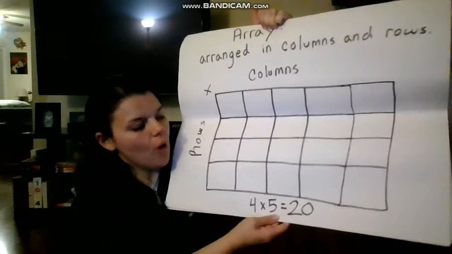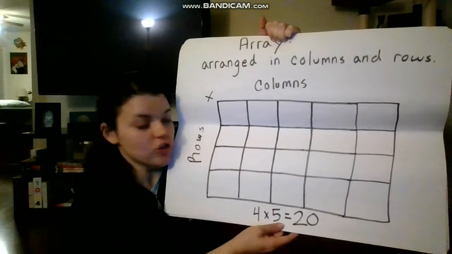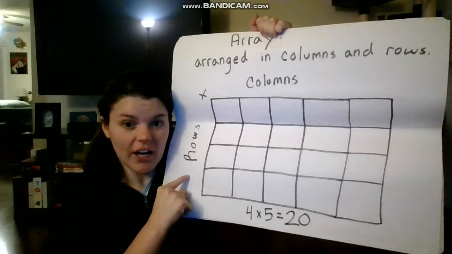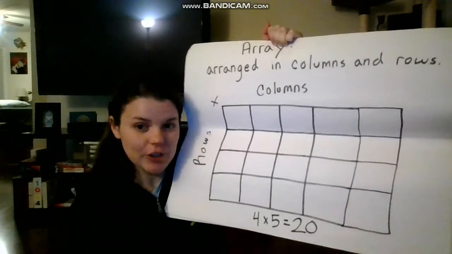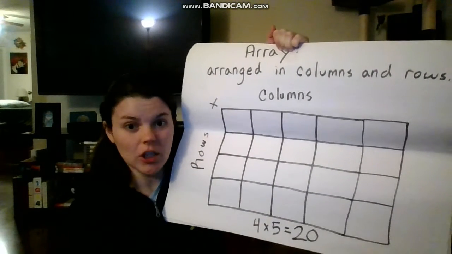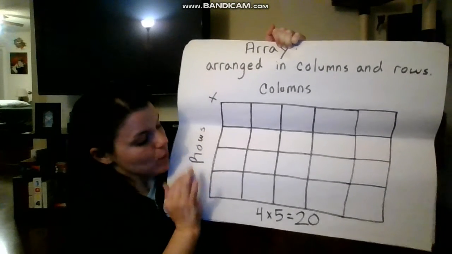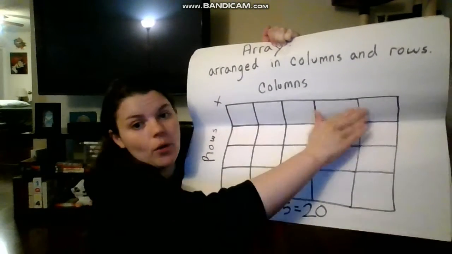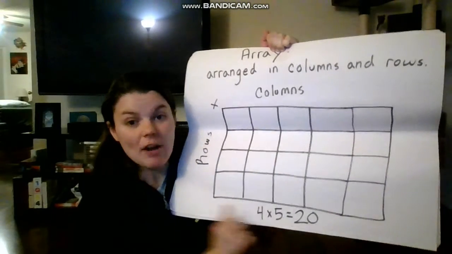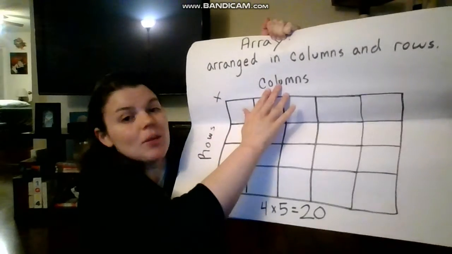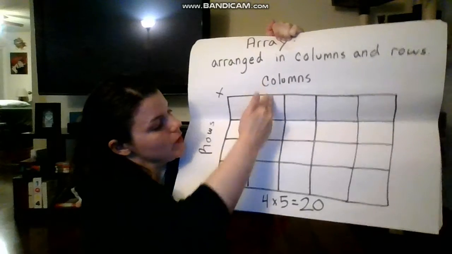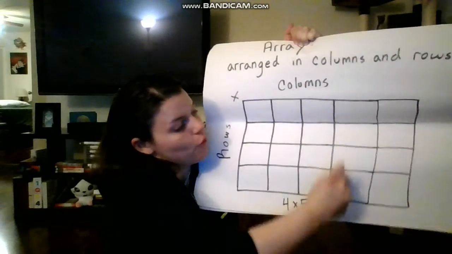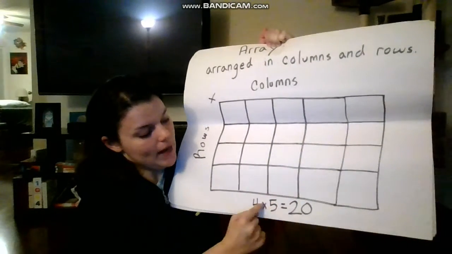In an array, you always start by looking at how many rows you have. I've already written it down here, but we're still going to go through and look at it. I'm going to look at my rows. I see I have 1 row, 2 rows, 3 rows, and 4 rows. So I'm going to come down here and write 4. Then I'm going to look at my columns. 1 column, 2 columns, 3 columns, 4 columns, 5 columns. So then I would write times 5. Our multiplication problem for this is going to be 4 times 5.